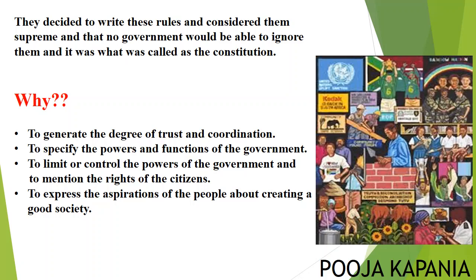They decided to write these rules and considered them supreme, so that no government would be able to ignore them, and it was what was called the Constitution. Why was this done? This was done to generate a degree of trust and coordination, to specify the powers and functions of the government, to limit or control the powers of the government, to mention the rights of the citizens, and to express the aspirations of the people about creating a good society.